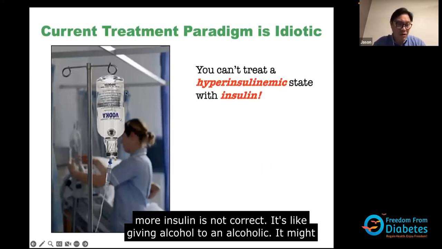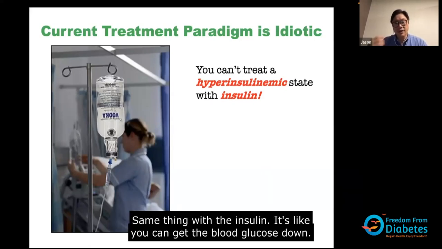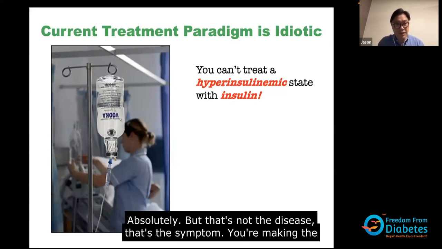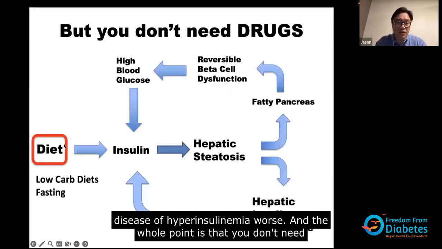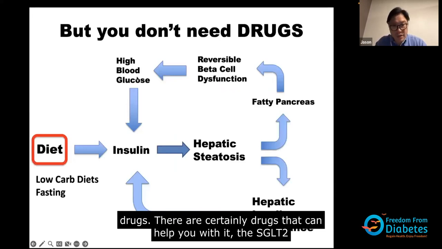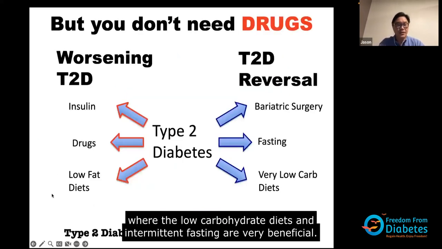It's like giving alcohol to an alcoholic. It might improve the symptoms temporarily, but it's not going to cure the alcoholism, right? Same thing with the insulin. You can get the blood glucose down, absolutely, but that's not the disease. That's the symptom. You're making the disease of hyperinsulinemia worse. And the whole point is that you don't need drugs. There are certainly drugs that can help you with it, the SGLT2s, the GLP-1s, but you don't need the drugs to do that. And that's where the low carbohydrate diets and intermittent fasting are very beneficial.